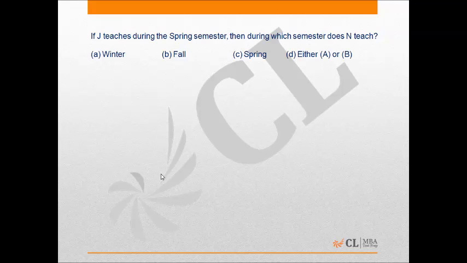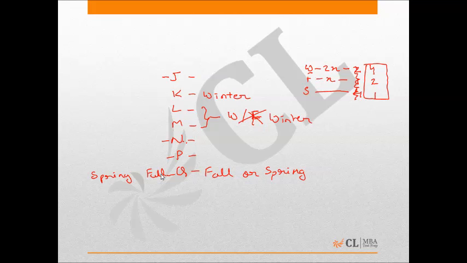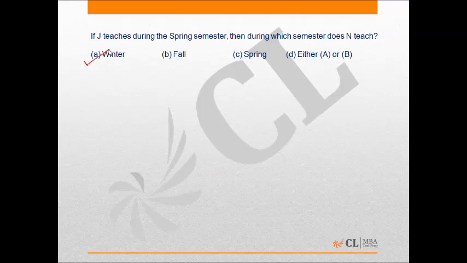Now, question 1. If J teaches during the spring, then during which semester does N teach? J is teaching in spring. That means the only option left for Q will be fall. Q must be teaching in fall. N and Q are teaching in different semesters. The option for N is either fall or winter. Since N and Q cannot teach in the same, the only option left for N will be winter. So N must be teaching in winter only. For this question the answer is option A.